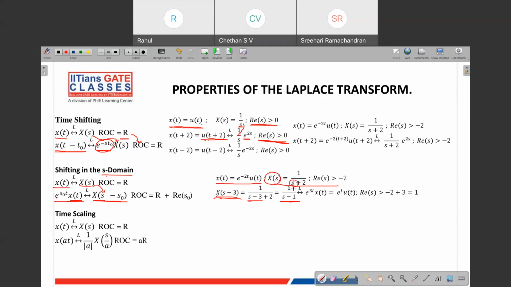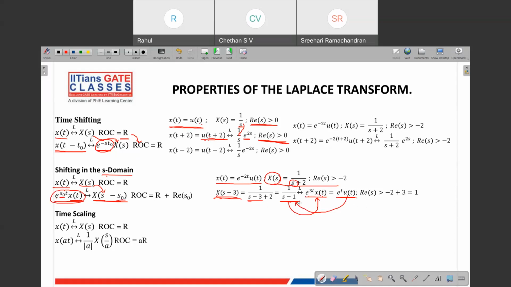Now when you take the inverse Laplace transform of this, you will get the signal e to the power 3t into x(t), based on this expression, because here s naught is 3. So e to the power 3t into x(t), and x(t) is this expression. Just put it here, and you'll finally get e to the power t into u(t). So for e to the power t u(t), this will be the Laplace transform.